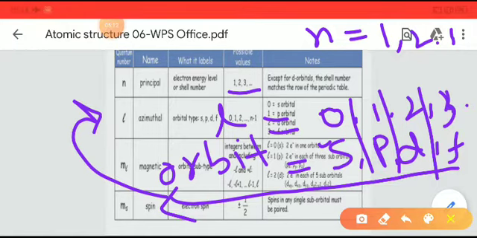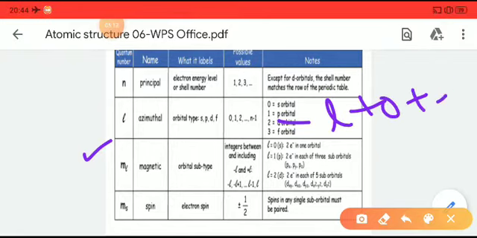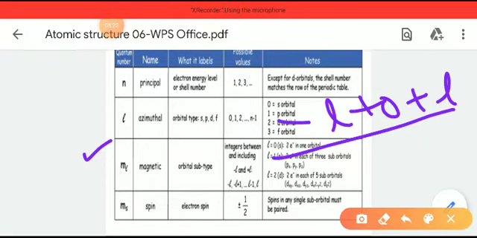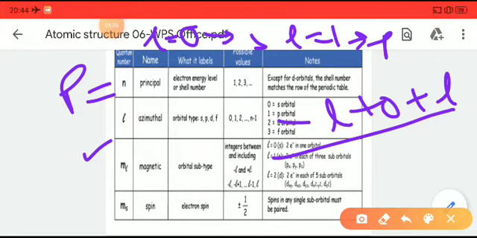Whereas the magnetic character of an electron is represented by values from minus L to plus L. Suppose for a P orbit, the L value will be, for L equal to 0 it is S, for L equal to 1 it will be P.